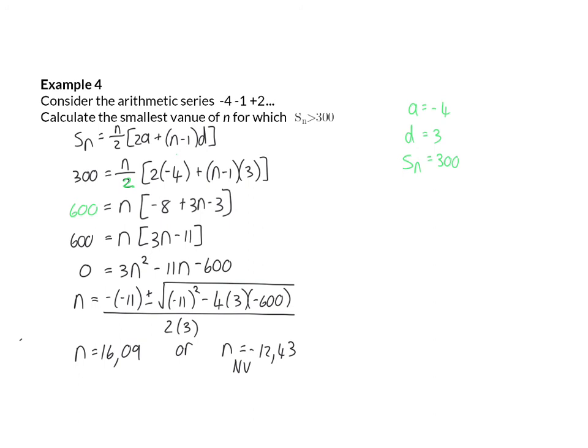If we calculate the sum of the first 16 terms, we will get something a bit smaller than 300. If we now calculate the sum of 17, it will be something just bigger than 300. We need to calculate the smallest value for which the sum will be bigger than 300. So the first time the value will be bigger than 300 is when we add 17 terms.